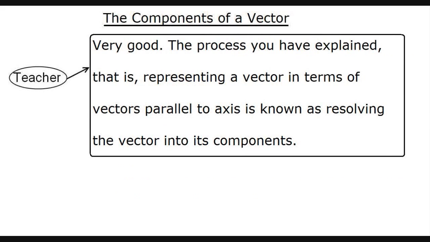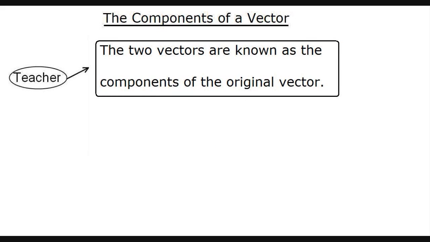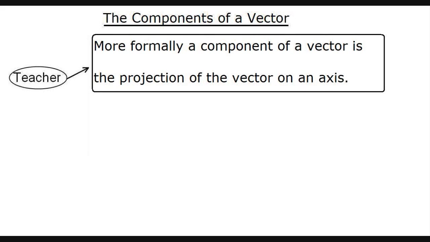Very good. The process you have explained, that is, representing a vector in terms of vectors parallel to the axes, is known as resolving the vector into its components. The two vectors are known as the components of the original vector. More formally, a component of a vector is the projection of the vector on an axis.